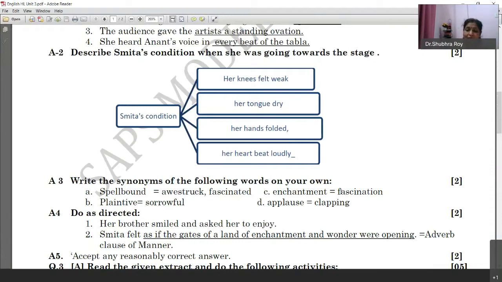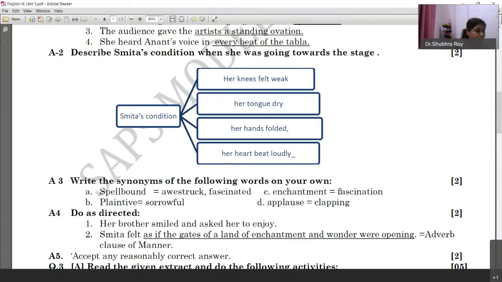If the question asked is only to find the clauses, then what you're going to do is write: main clause, Smita felt. Subordinate clause, as if the gates of the land of enchantment and wonder were opening. Name, adverb clause of manner. Okay, this is how you're going to write.